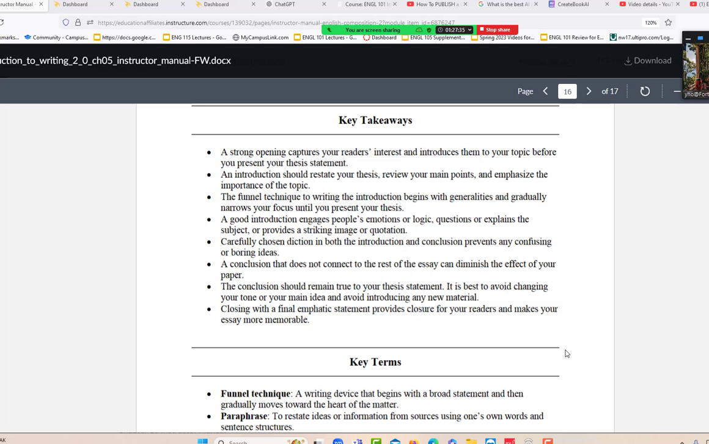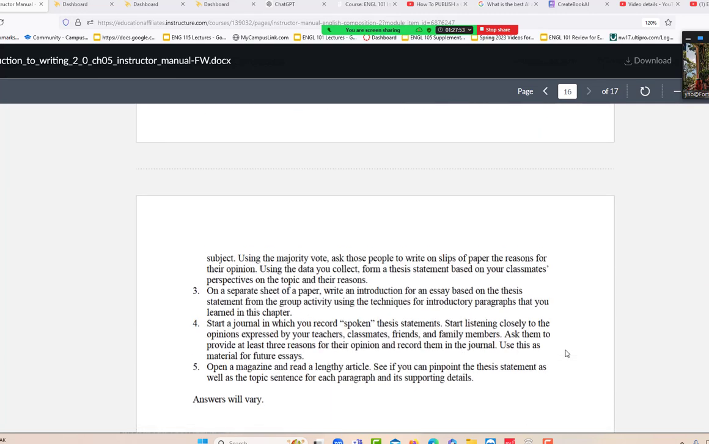A conclusion that does not connect to the rest of the essay diminishes the effect of the paper. The conclusion should remain true to your thesis. It is best to avoid changing your tone or your main idea in your conclusion. And close with an emphatic statement.